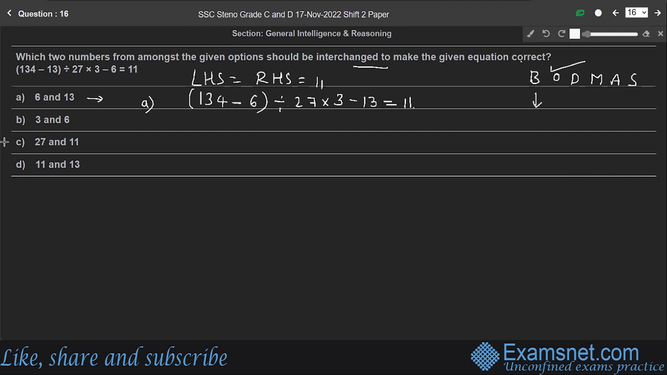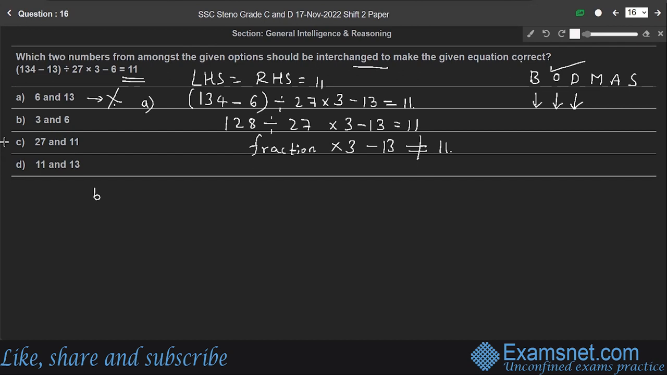First, remove the bracket part. B stands for bracket. 134 minus 6 gives you 128, divided by 27 into 3 minus 13 should be equal to 11. Next comes the of part. There is no of part here. Next comes D, which is division. 128 by 27 gives you a fraction. Next comes multiplication. Fraction into 3 gives you a fraction. Minus 13 is not equal to 11. Therefore, option A is not the answer. If you interchange 6 and 13, you won't get 11, which is the RHS.